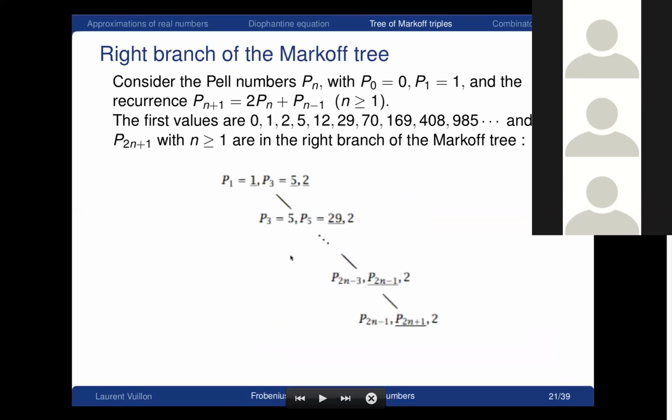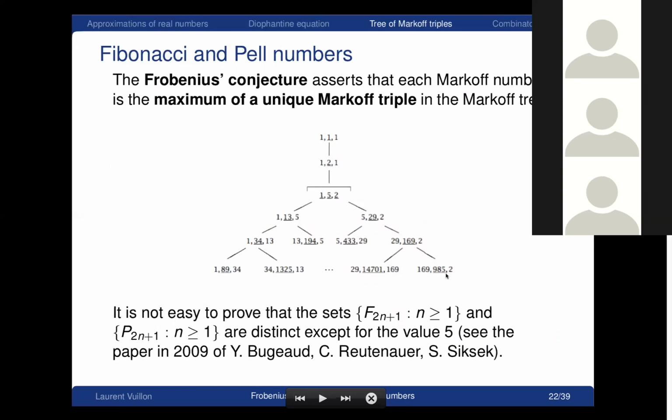If you look at the right branch, you can see that we are able to use Pell numbers with recurrence like this, P(n+1) equals 2P(n) plus P(n-1). And here also we are looking at Pell numbers in position 2n plus 1. So you have 5, 29, 169, and so on. So, okay, we are able to find 2 branches, and it is not easy to prove that the set of Fibonacci numbers with rank 2n plus 1 and Pell numbers with rank 2n plus 1 are distinct except for this value 5. And you can see the paper of Vuillon, Reutenauer, and Sixek.